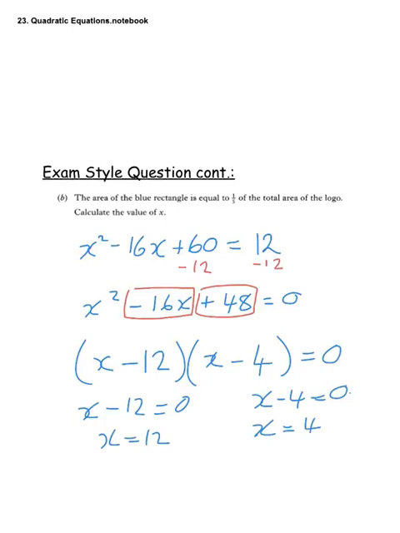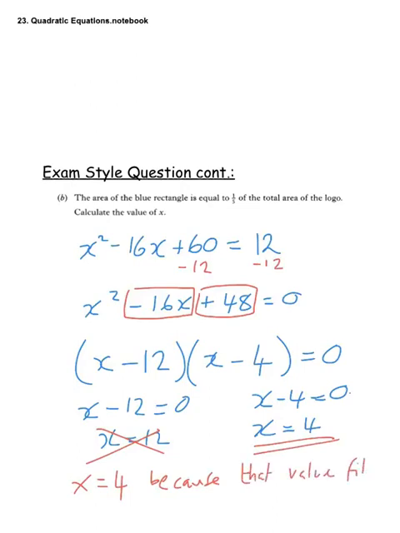If we have a look at our rectangle, then we can see that the biggest side length in the rectangle is 10 centimeters long. So we cannot have a side length of 12 for our smaller rectangle. That means we need to make our little statement here, x must equal to 4. X equals 4 because that value fits in the logo. Okay, and that's our solution for this question.